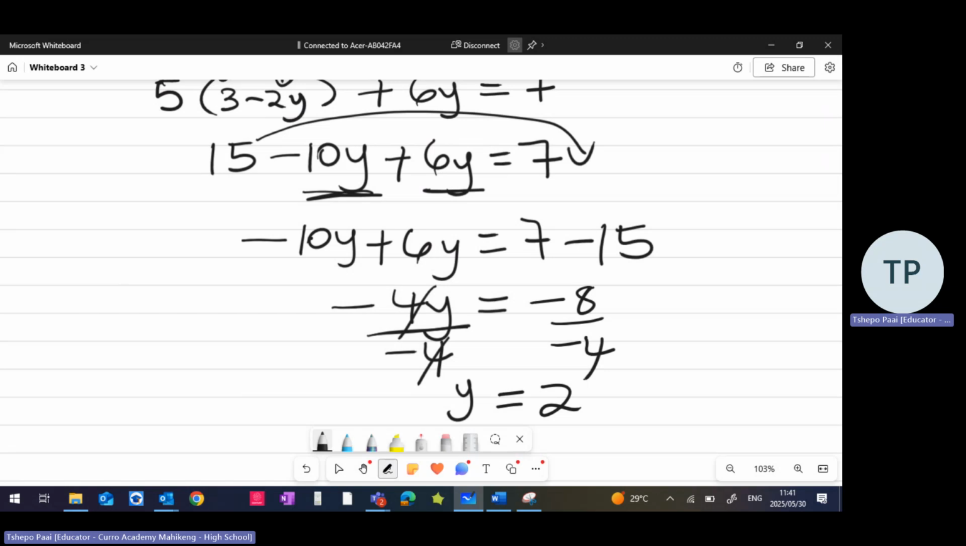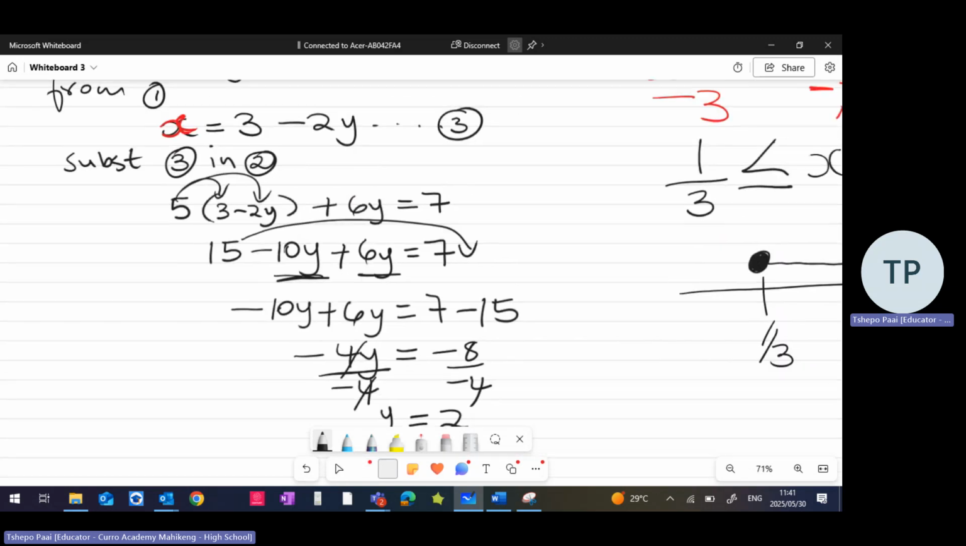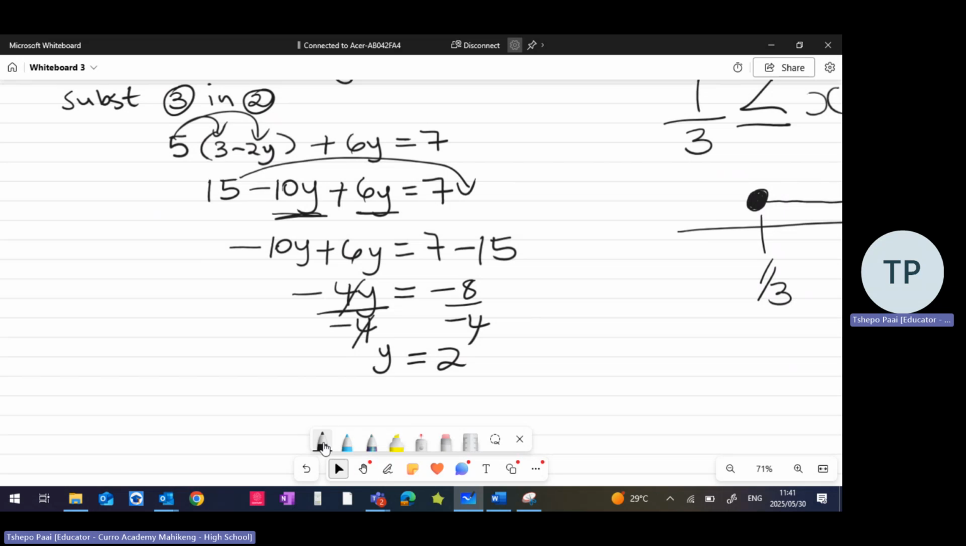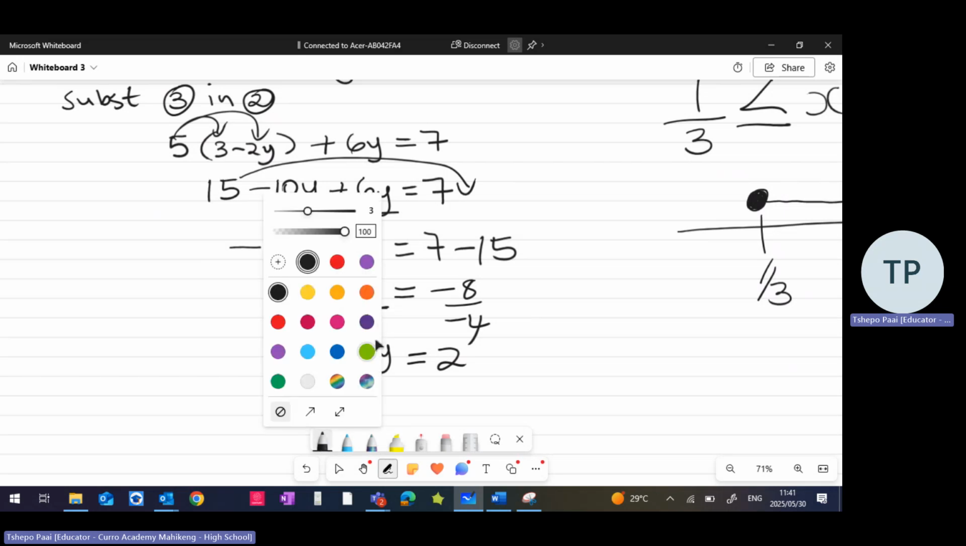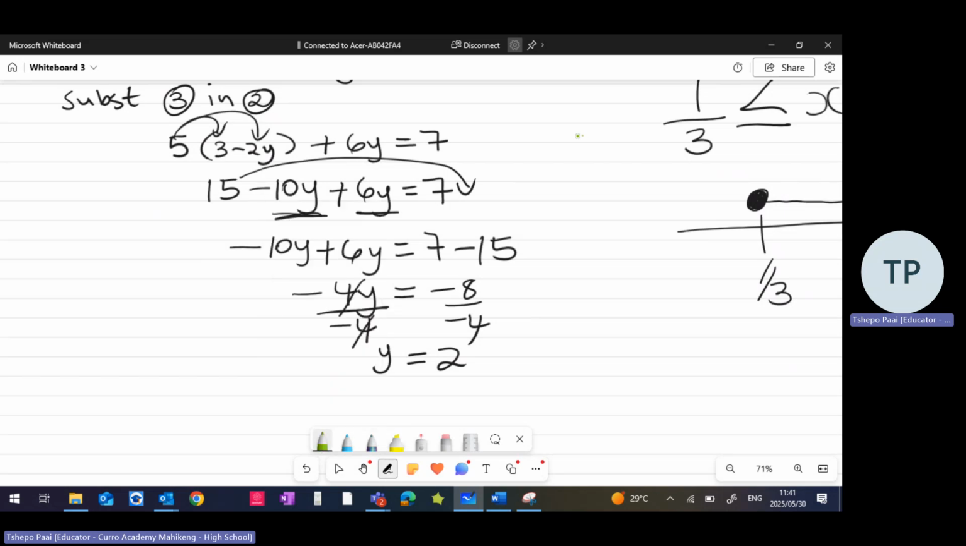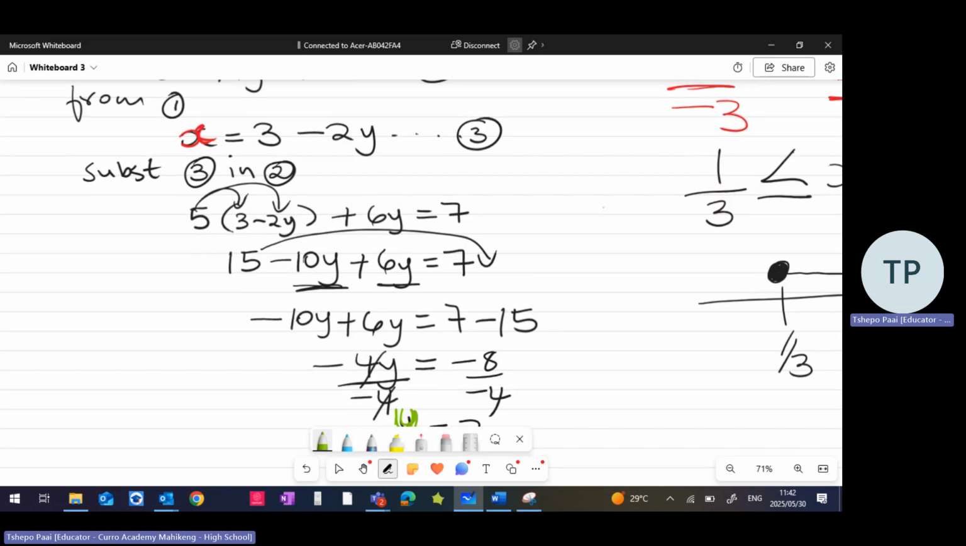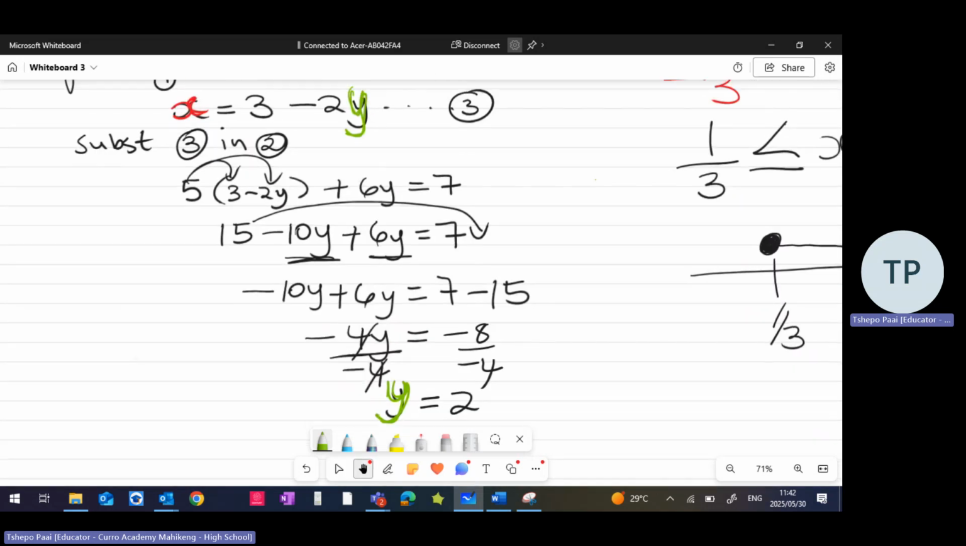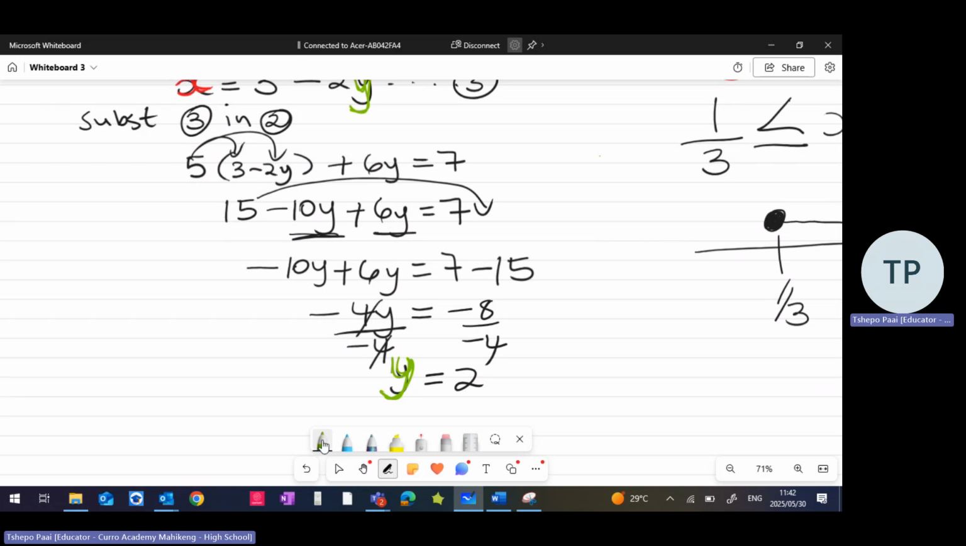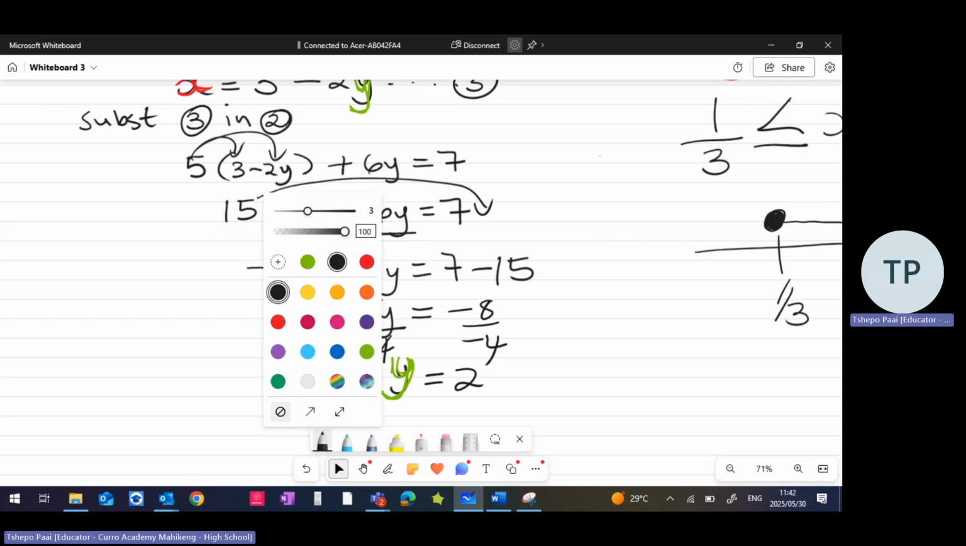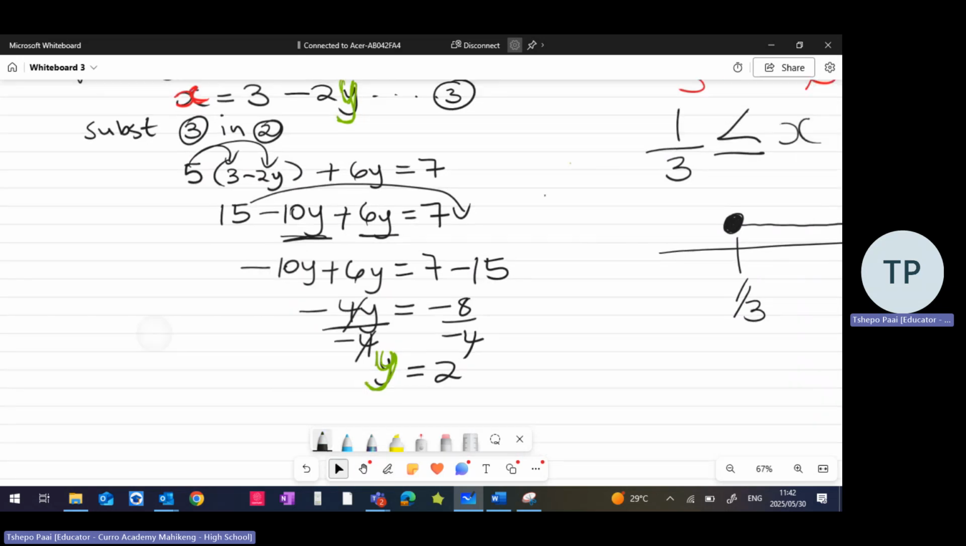People, are we together? Now, we found the y value. We need to find the x. How are we going to find x value? To find the x value, I can just substitute my y in equation 3. Already in equation 3 because I'm looking for x. And x is already the subject of the formula. So, in equation 3, where I see y, I can replace with what? With 2.